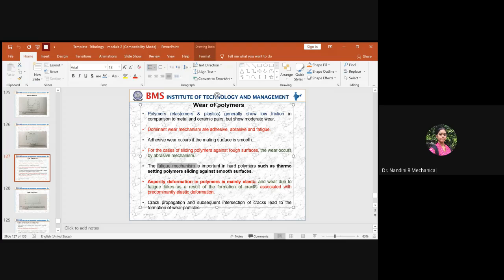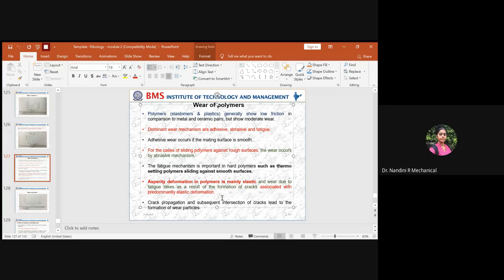So asperity deformation in polymers is mainly elastic. I told you the asperity deformation takes place as elastic as well as plastic deformation. We were dealing with the plastic flow in ceramics, which is not much higher in comparison to that of metal. Similarly, in polymers, the deformation which comes into picture is mainly elastic in nature. And wear which comes into picture is mainly due to fatigue. This is caused by the formation of cracks, and these cracks are always associated with elastic deformation and not plastic deformation.